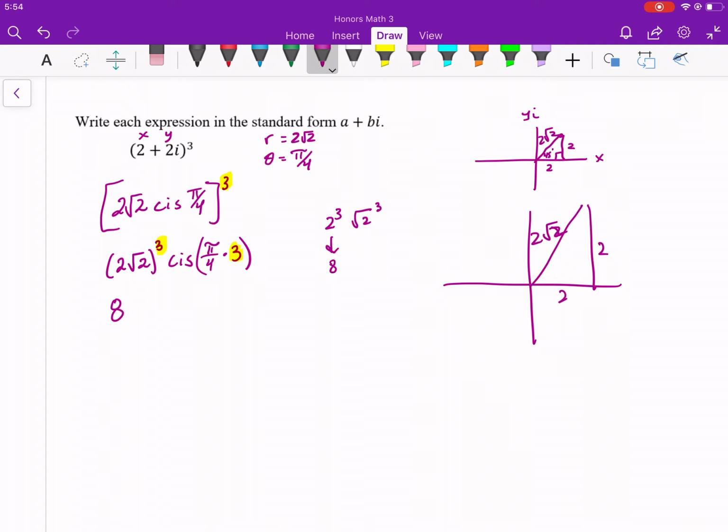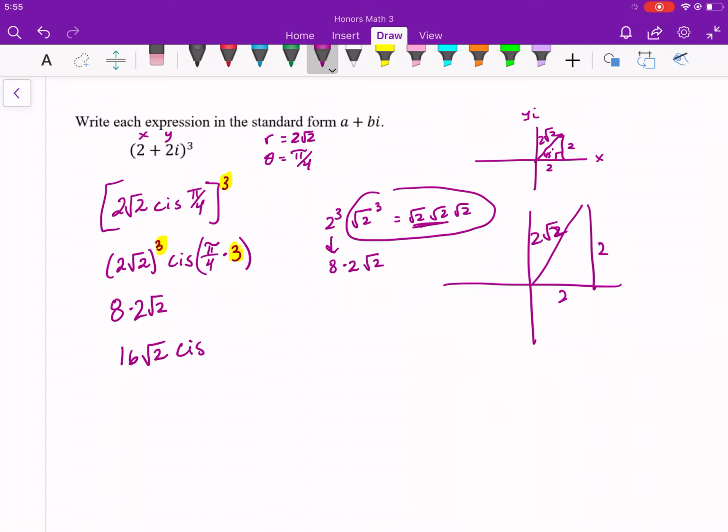So this was 8. Square root of 2 to the 3rd is the same thing as square root of 2 times square root of 2 times square root of 2. So this portion, right? Well, square root of 2 times square root of 2 is 2. And then we've got a square root of 2. So we've got 8 times 2 square root of 2, or 16 square root of 2. This is 3 pi fourths.